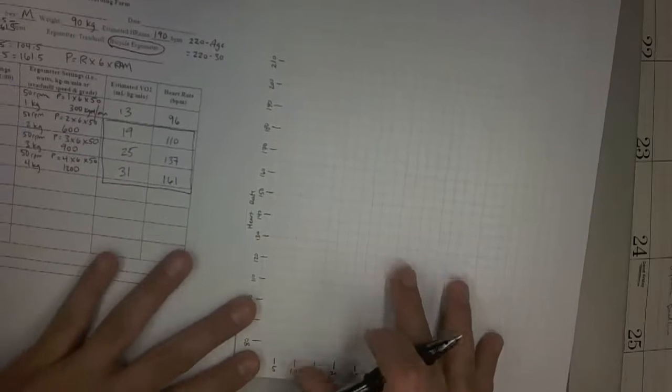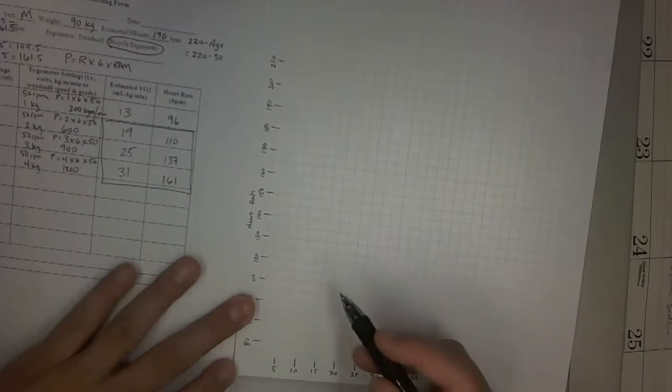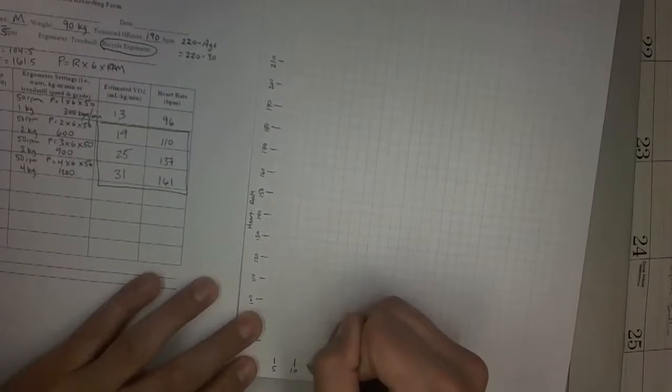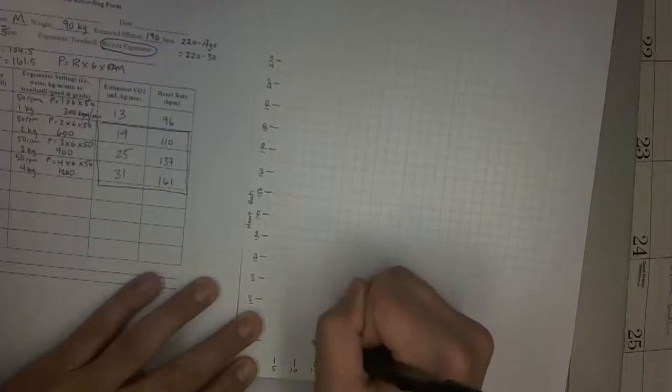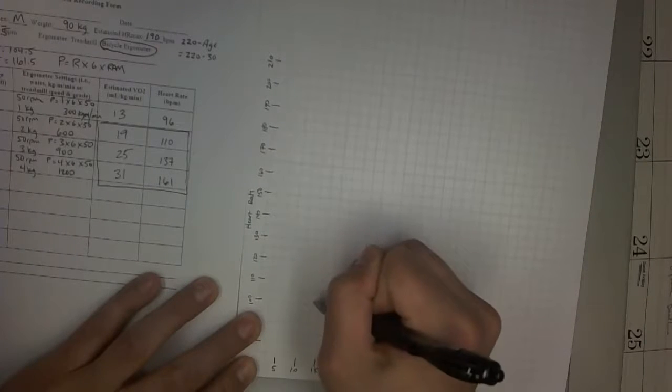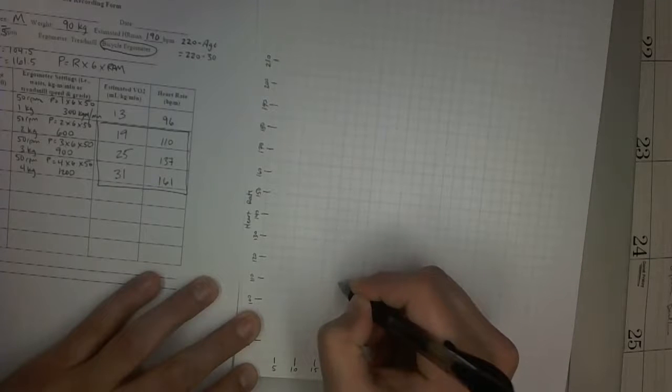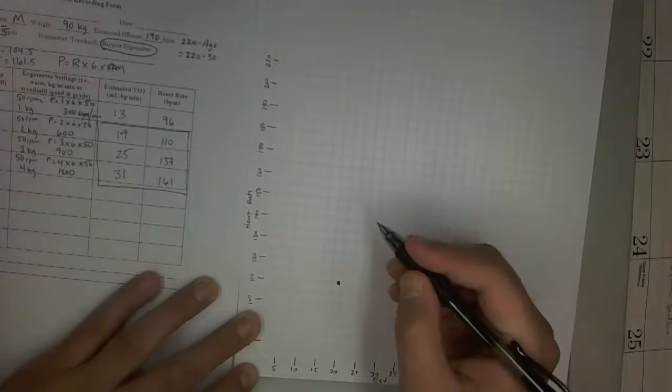Okay, so I'm going to begin to plot these points. So the first point that we will plot is an estimated oxygen consumption of 13. So that's 12.5, so that's about 13. Oh, sorry, I'm not going to plot that point. That's less than our range. So I'm actually going to go to our next point, our estimated oxygen consumption of 19 with a heart rate of 110. So we'll plot that data point there.